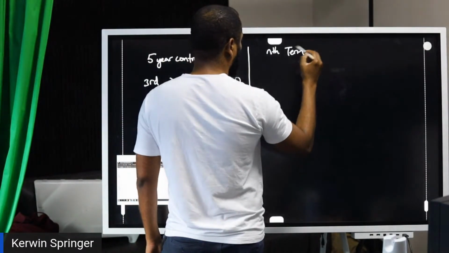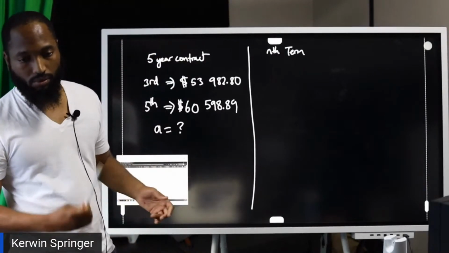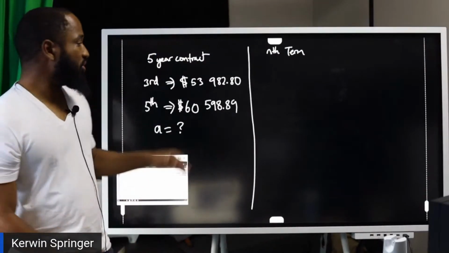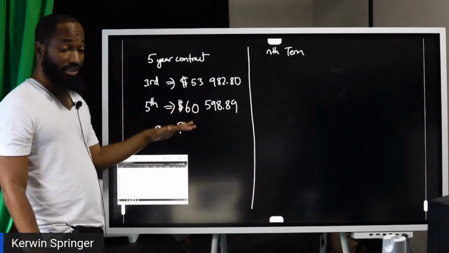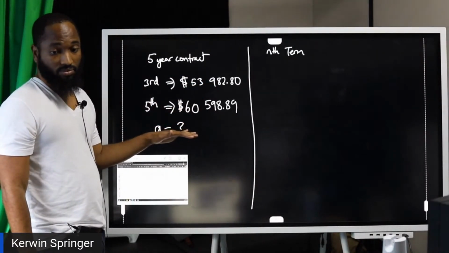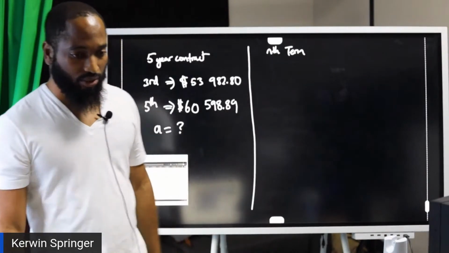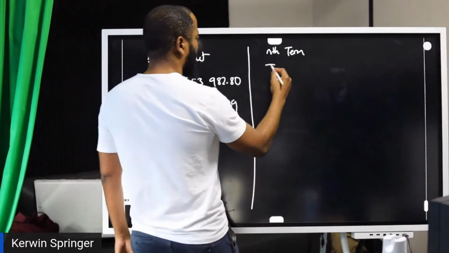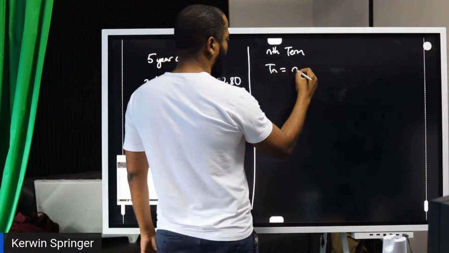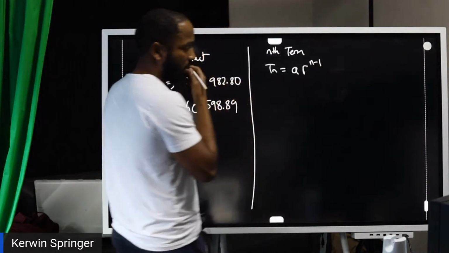For a GP, what's the formula you use for the nth term? We're going to use that formula and line up an equation, then use the next formula and line up a next equation. The nth term is always equal to the first term times r to the n minus 1.